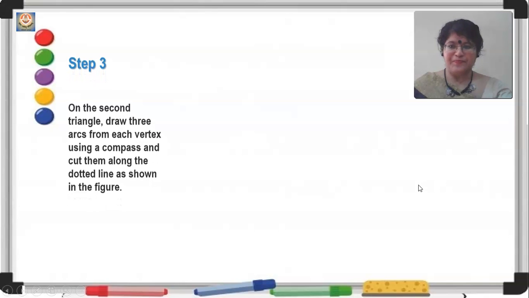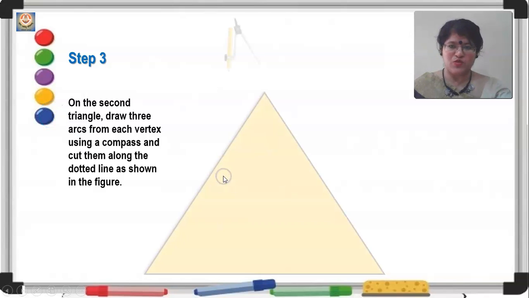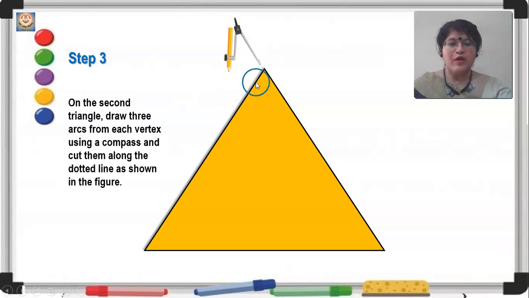Now, what is the third step? On the second sheet of paper, you draw another triangle which is identical to the first one. Now, from each of these vertices, I want you to draw an arc. So how do you do that? You place the pointer on this vertex, take any distance on the compass and draw one arc. Without changing the measure, keeping the same girth, you place the pointer now here and draw another arc. Again, place it on this vertex and without changing the measure, draw another arc.